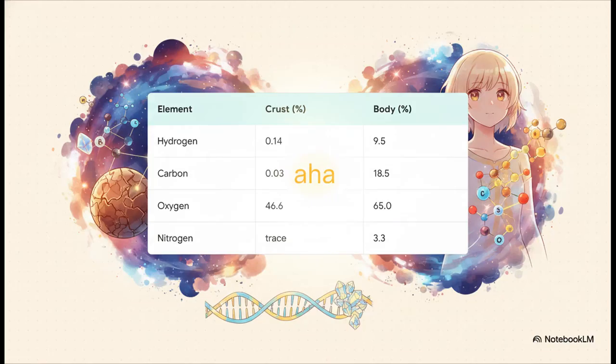Okay, prepare for a real aha moment. In absolute terms, the Earth's crust and the human body share the exact same elements. Carbon, hydrogen, oxygen. They're in the dirt and they're in us. But, and here's the crucial difference, the relative abundance of carbon and hydrogen is significantly higher in living things than in the Earth's crust. So we are essentially made of the same stardust as the ground we walk on, just arranged in vastly different proportions.